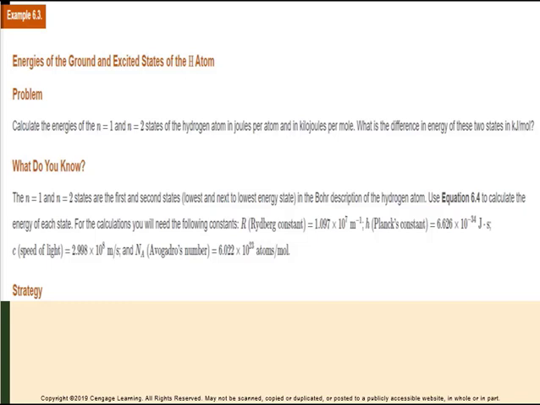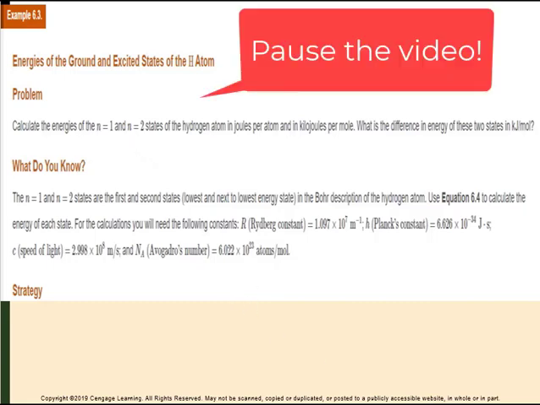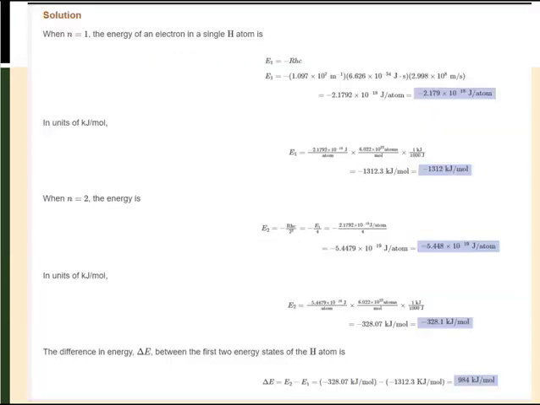So we're going to use that equation from up above to determine the energy of each state. Remember, we know R, Rydberg's constant, given right here. We know h, Planck's constant, and we know the speed of light right here. We also know Avogadro's number. This is how many atoms there are in a mole. See if you can set up this problem. Take a minute. All right, let's check your answers.